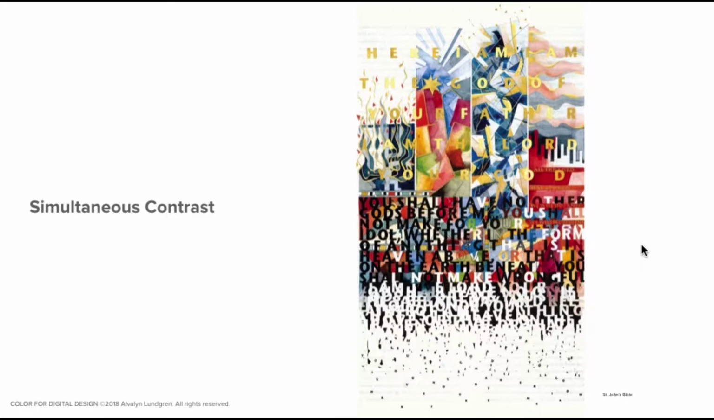So again, there are 7 color contrasts, and they happen every time we look at something, and they happen all at the same time, with the exception that simultaneous contrast does not happen with complementary color, and complementary contrast does not happen unless you have complementary colors working together.